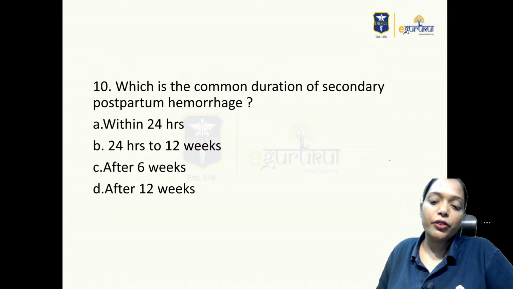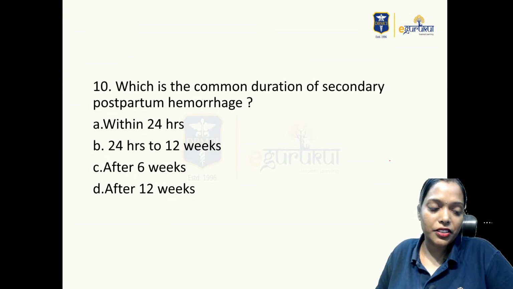What is the most common duration for secondary postpartum hemorrhage?